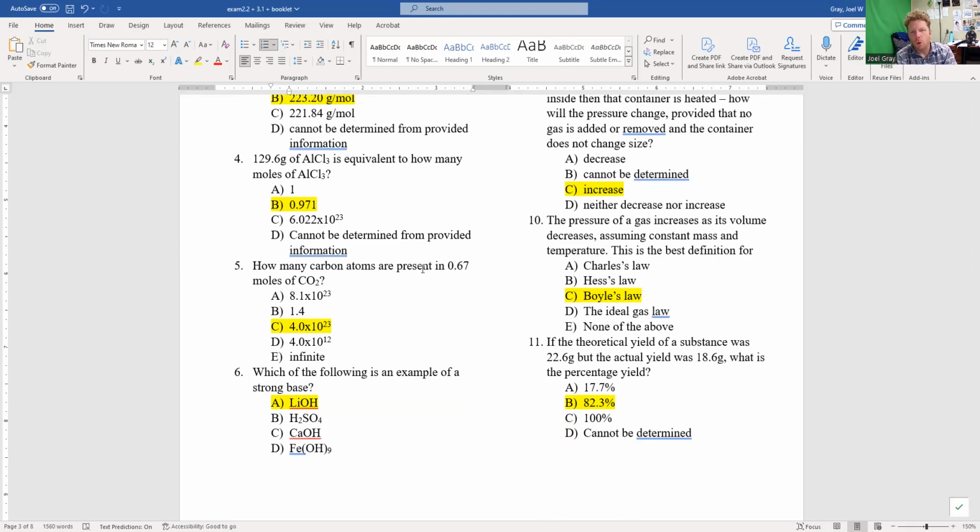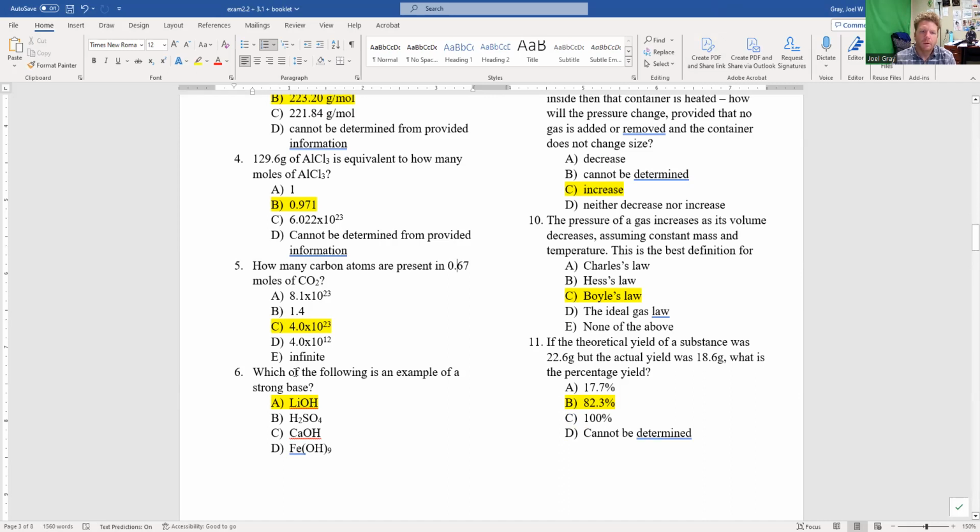So if you have 1 mole of CO2, that means you have 6.02 times 10 to the 23rd molecules of CO2. Each molecule of CO2 has 1 carbon atom. If you have 0.67 moles of CO2, you're going to take this 0.67 and multiply it by 6.02 times 10 to the 23rd. And that gets us 4 times 10 to the 23rd.